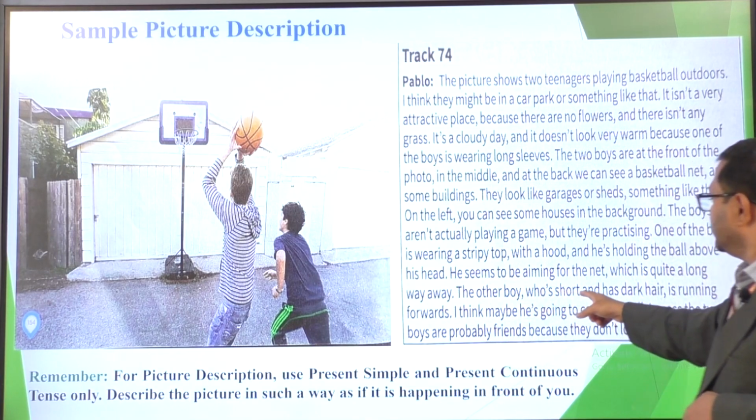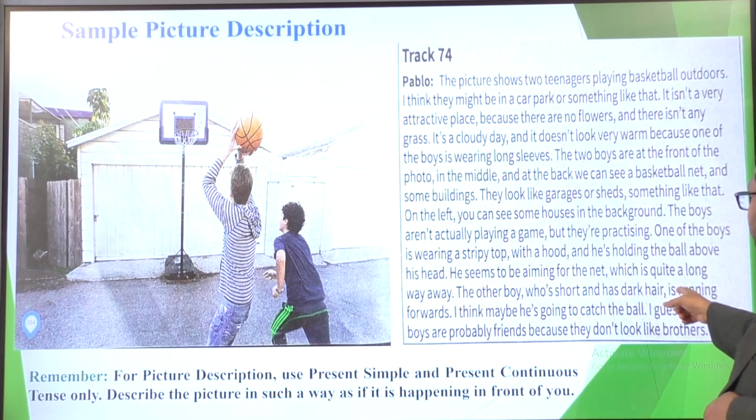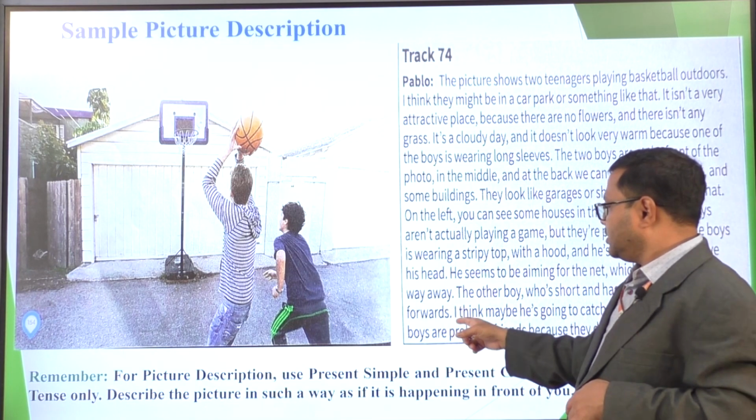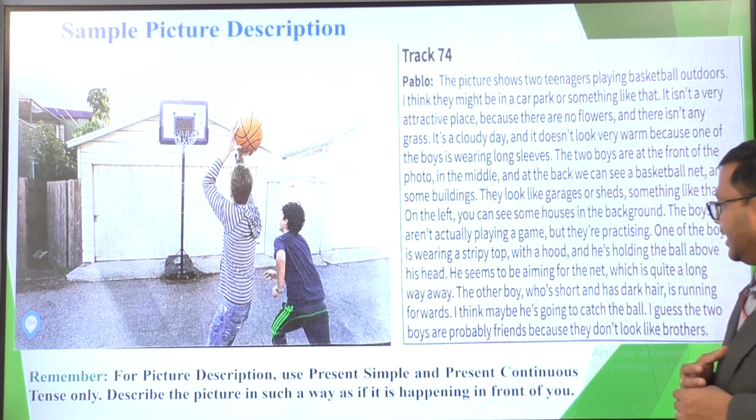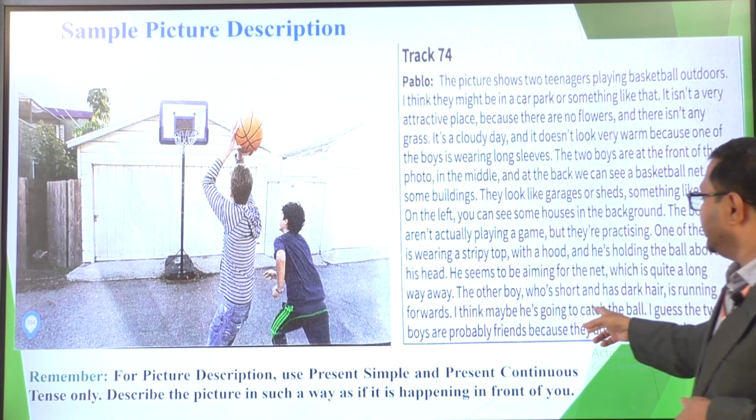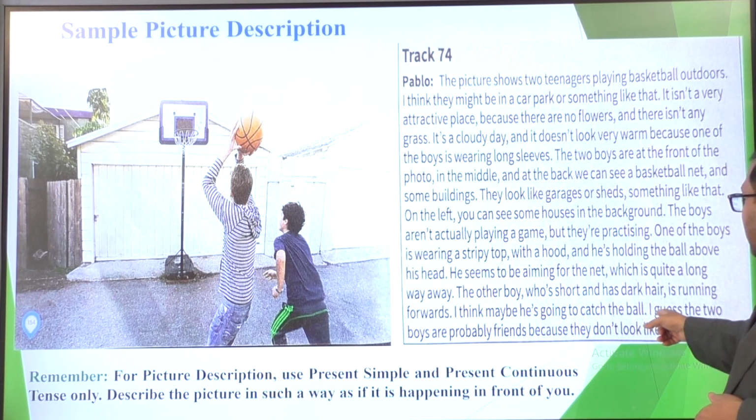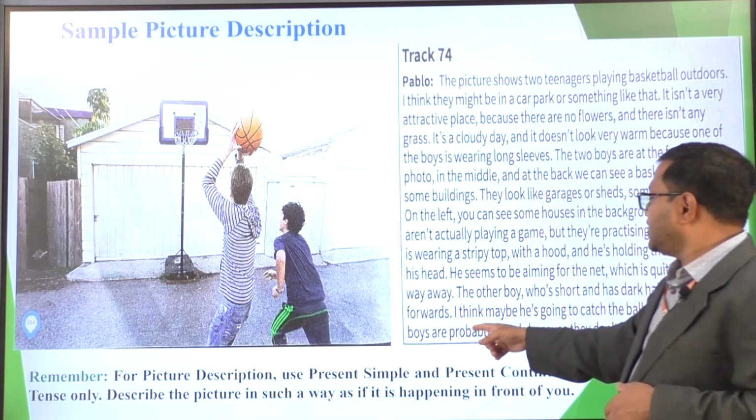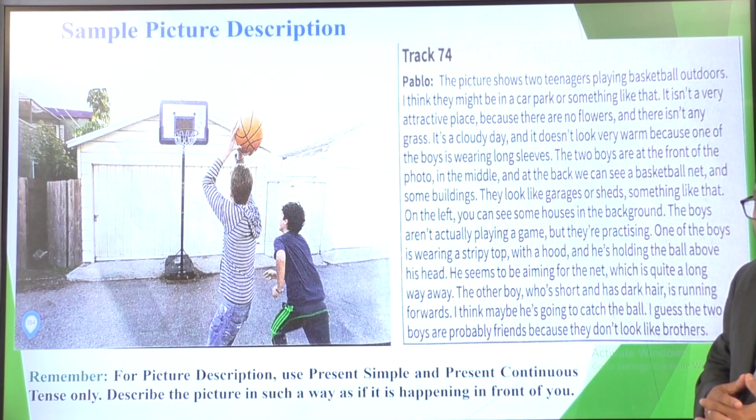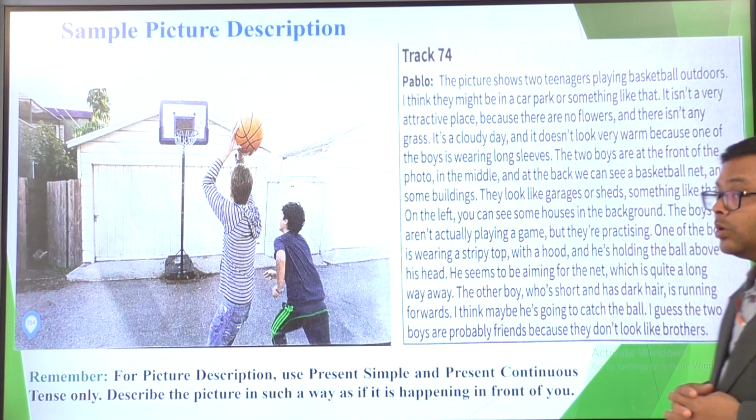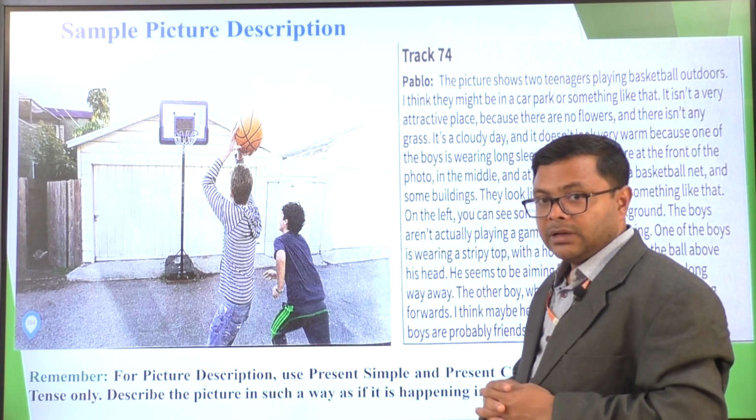The other boy, who is short and has dark hair, is running forwards, and I think maybe he is going to catch the ball. I guess the two boys are probably friends, because they do not look like brothers.